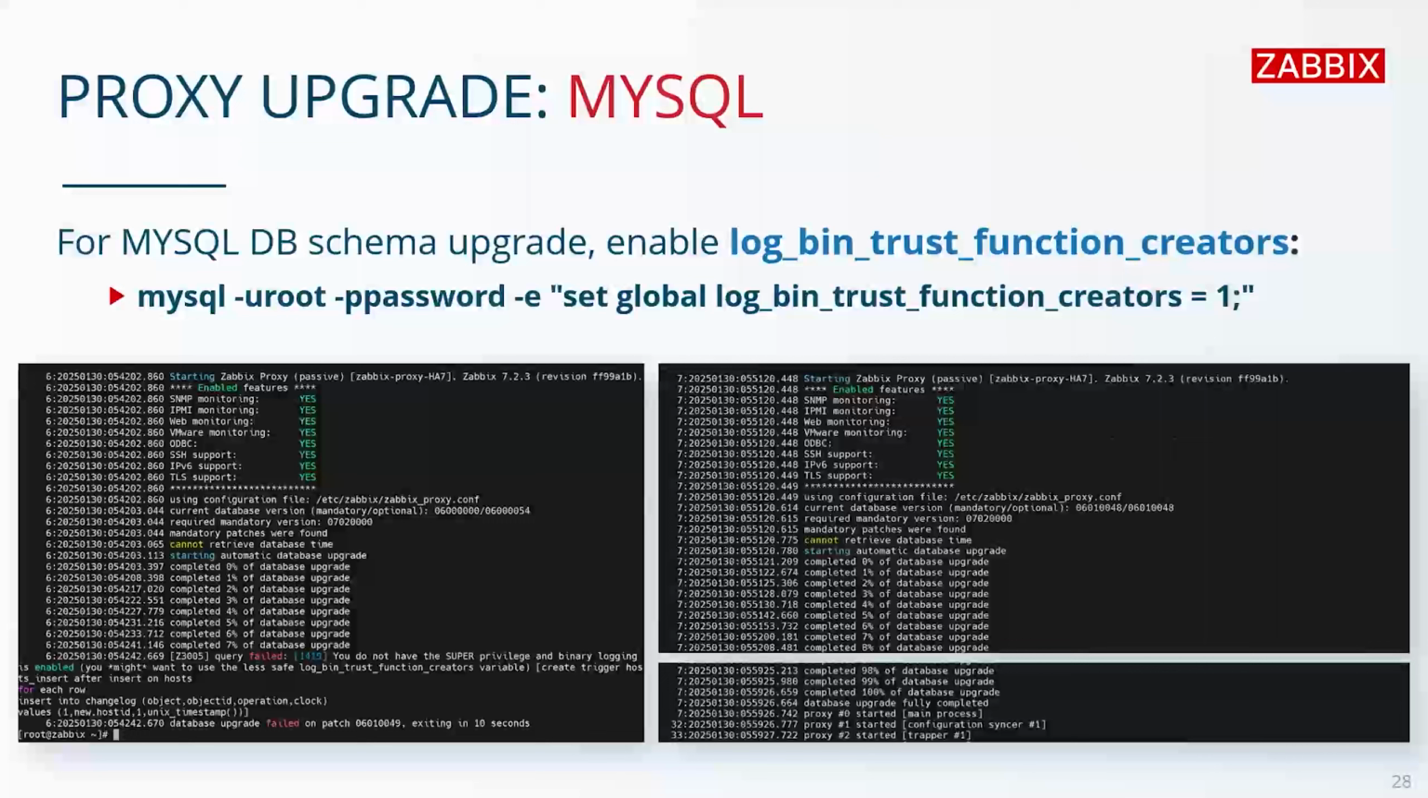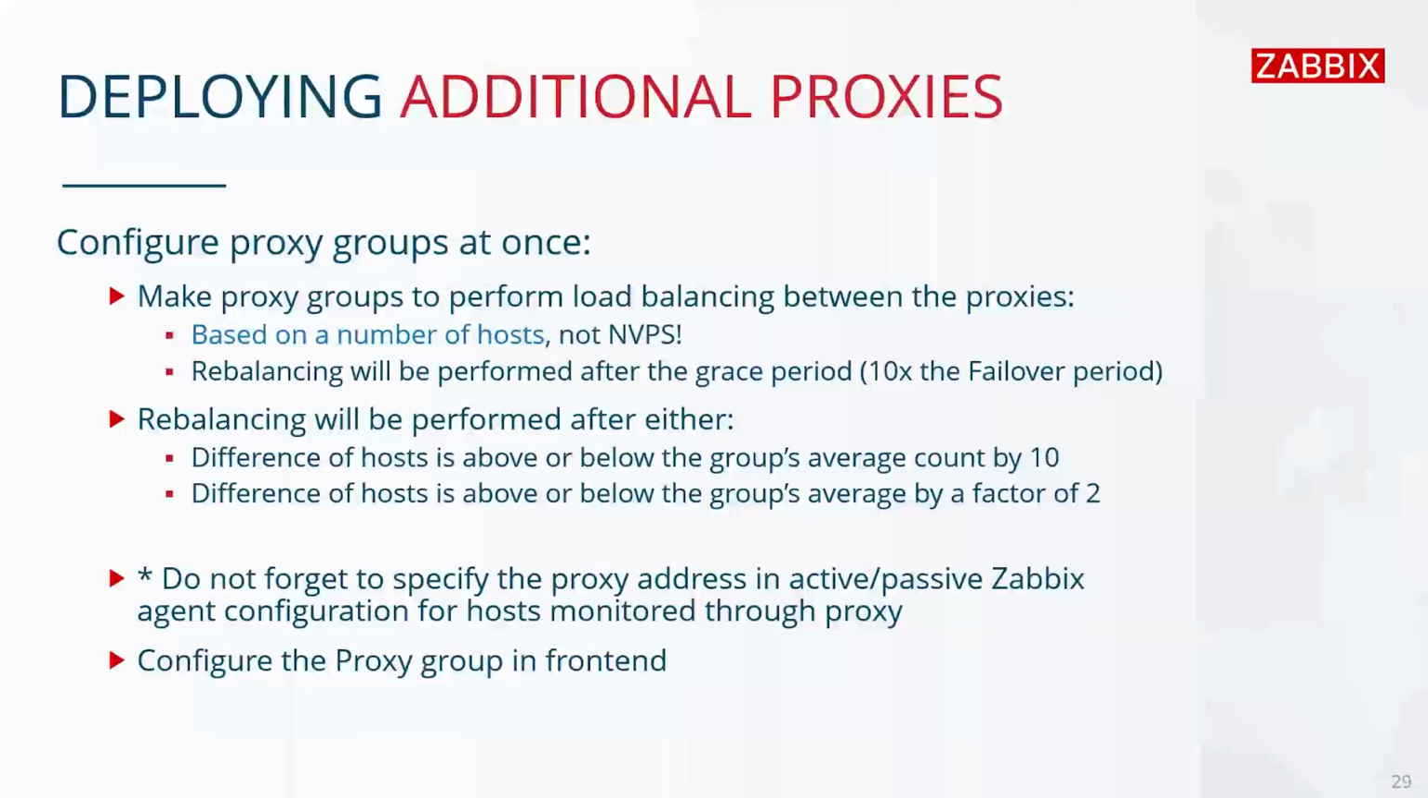You can also be required to upgrade your Zabbix proxy. And if this proxy uses a MySQL database, in this case, you will have to enable this flag and set it to a value of 1, and create a container with a newer proxy version, and check the log file when the upgrade has completed, and set this flag back to 0. So you can also configure proxy groups.